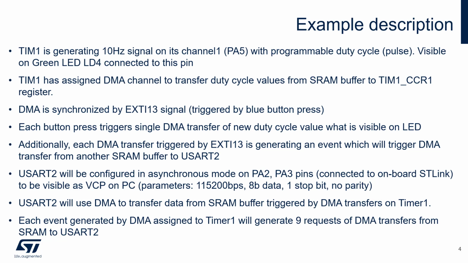DMA multiplexer will generate an event which would trigger another transfer from SRAM buffer to USART2. And USART2 will be configured as asynchronous interface on PA2, PA3 pins connected to our onboard ST-Link, so it will be possible to observe the data via the virtual COM port. And the parameters: it will be 115,200 bits per second, 8-bit data, 1 stop bit, and no parity. Those are the default settings in CubeMX and CubeIDE.